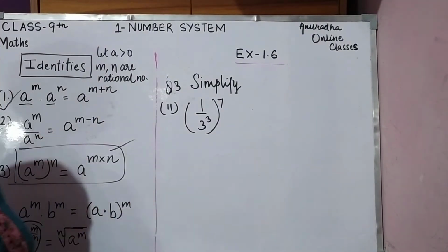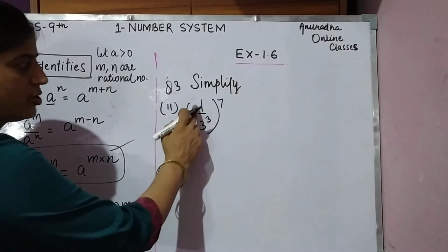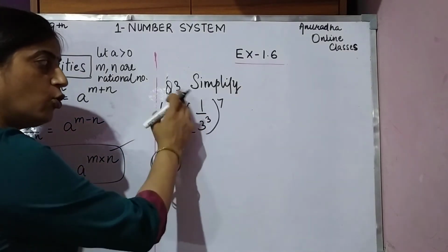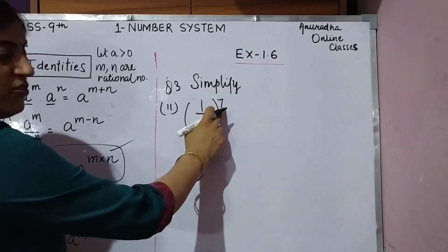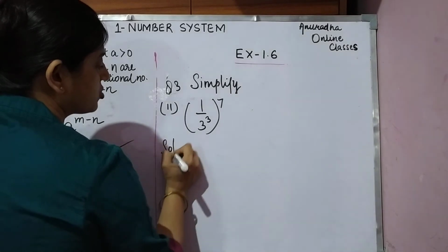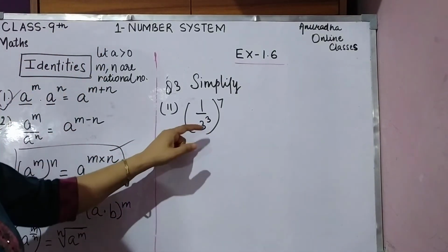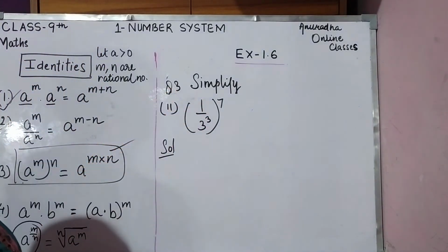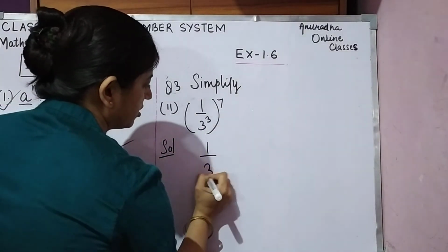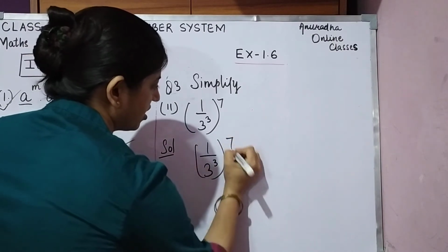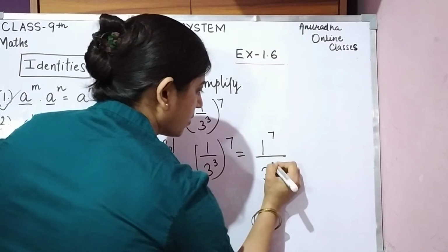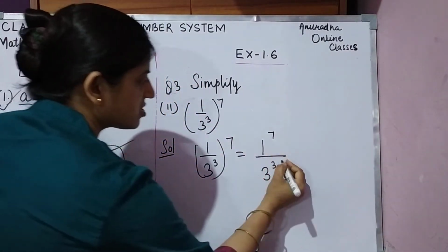Okay children, let's come to its second part. Second part is 1 upon 3 to the power 3 and whole power is 7. Okay, so how will you do this? In this question, first we will do, इसको हम ऊपर लेके आ सकते हैं. Or you can do it like this. ये power 7 है. That means 1 की भी power 7 है as well as 3 की power 3, or this is into 7.